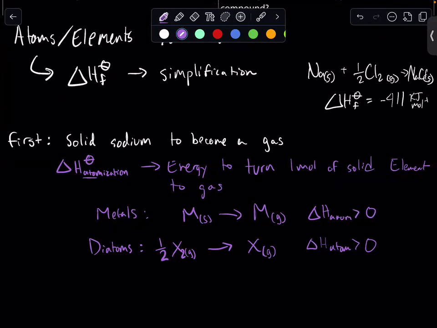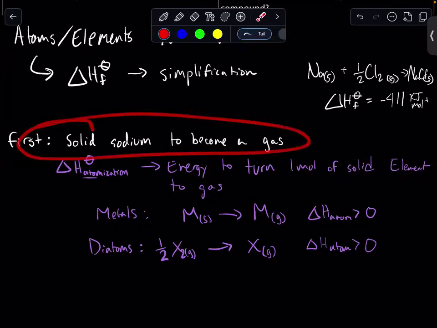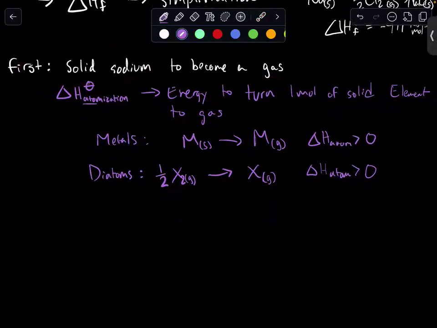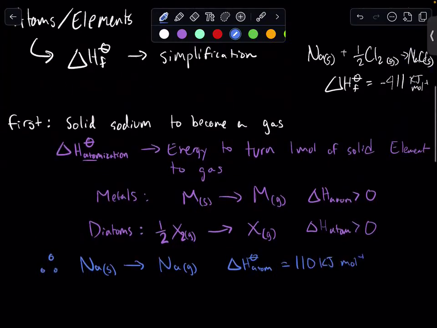So we have this reaction. We're originally talking about sodium, so we're going to apply this to sodium. I'll use blue for each of our main elements here. Therefore, Na solid is broken into Na gas. Our delta H of atomization, being greater than 0, is 110 kilojoules mole inverse. So that is our first step in converting.